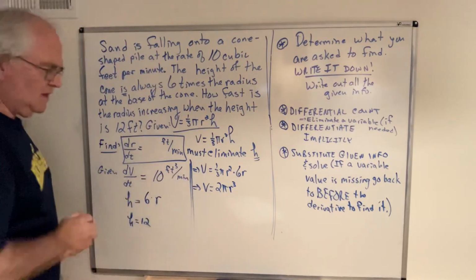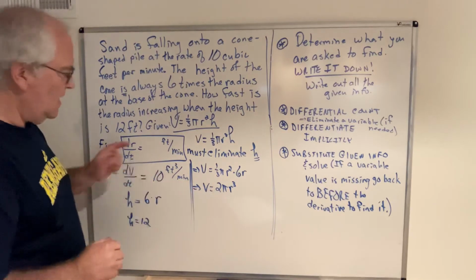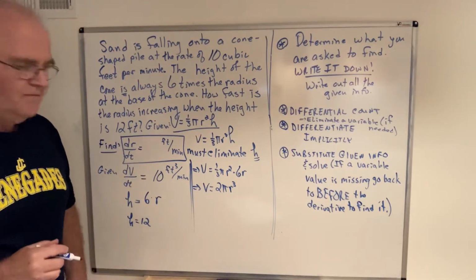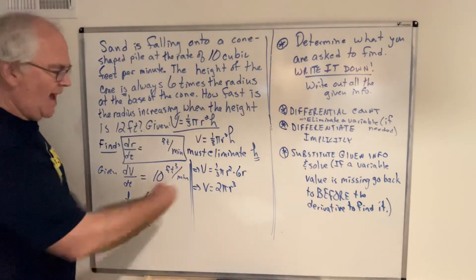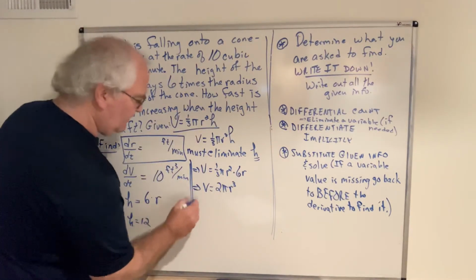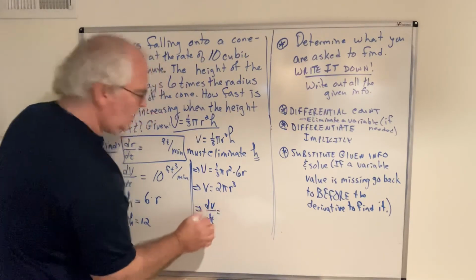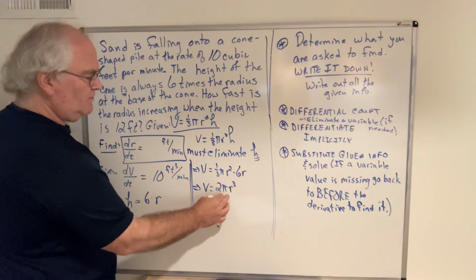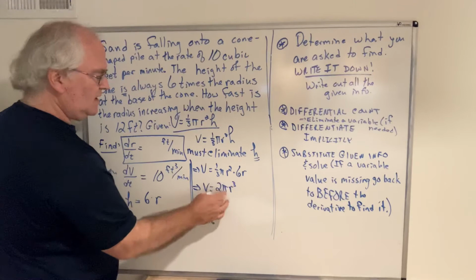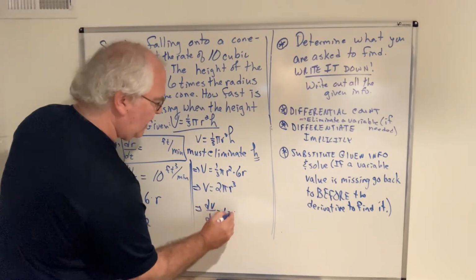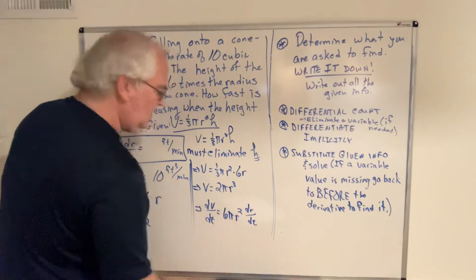Notice dimensionally this is correct now. And dv/dt, yes. dr/dt, yes. Differential count is now correct. Now we differentiate implicitly. Now we find the derivative. The derivative of V is the derivative of V. This is now just the power rule. Power rule. All right? So the derivative here is 3 times 2 pi, which is 6 pi r squared dr/dt.